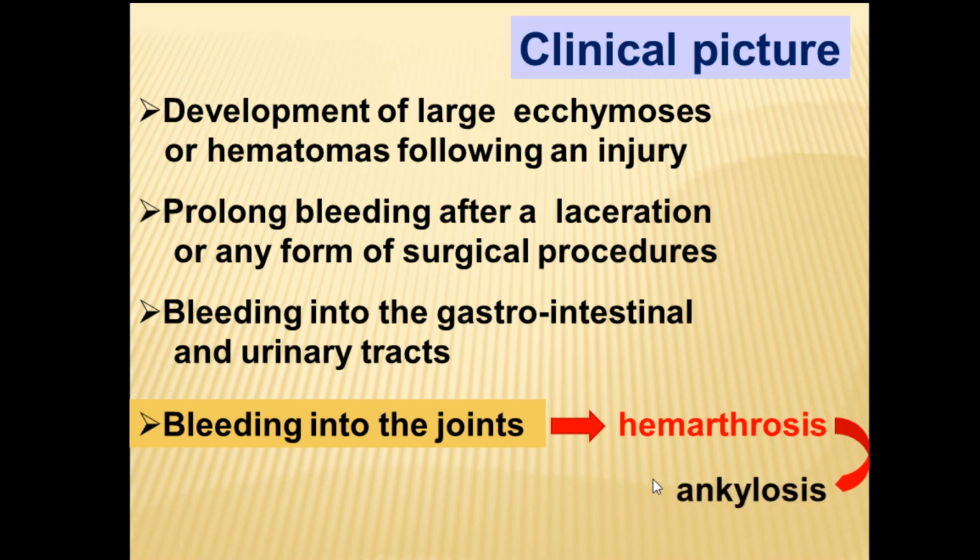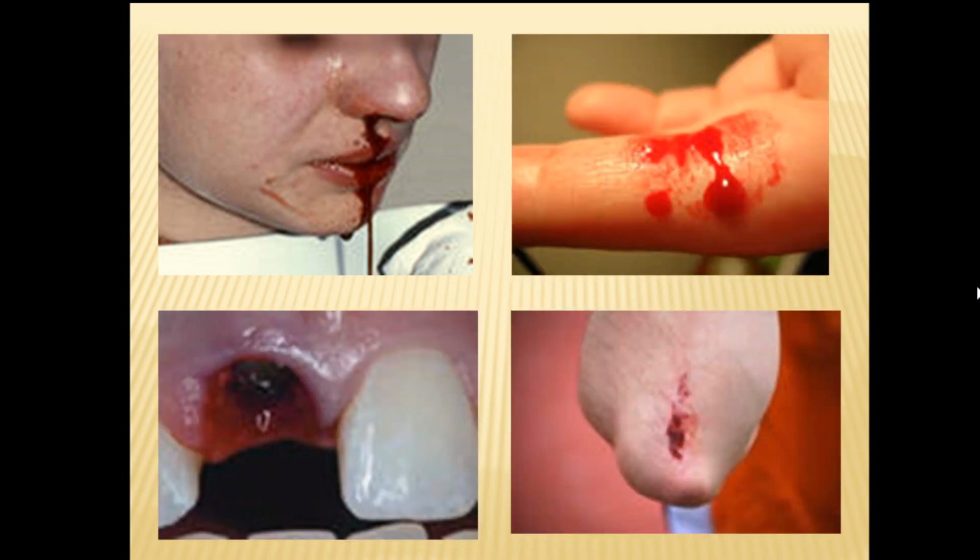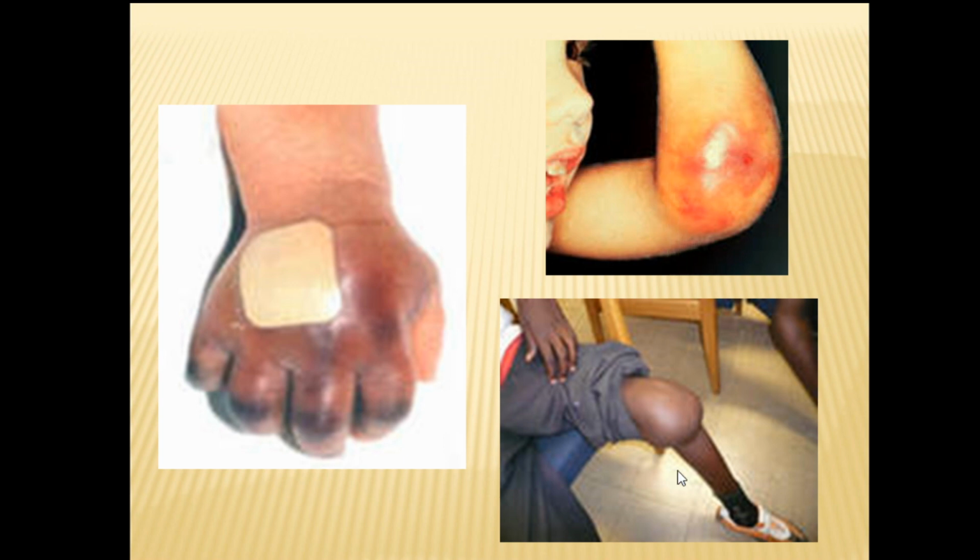If the hemarthrosis is repeated and prolonged, it is complicated with ankylosis and the patient loses the ability of independent movement due to rigidity of joints. You see different origins of bleeding which cannot be stopped without specific aid. And hemarthrosis.